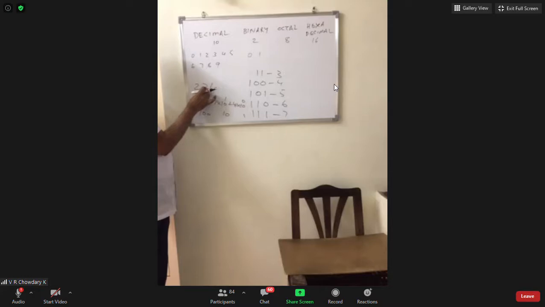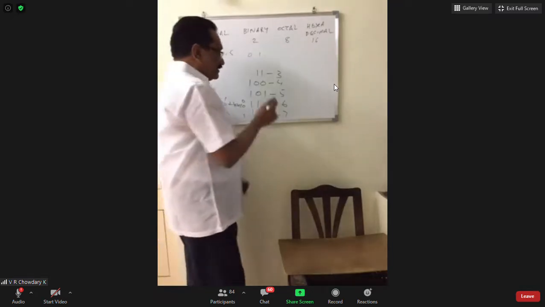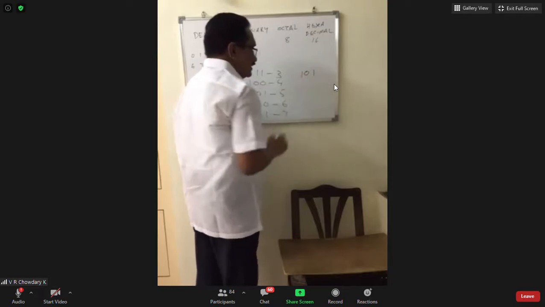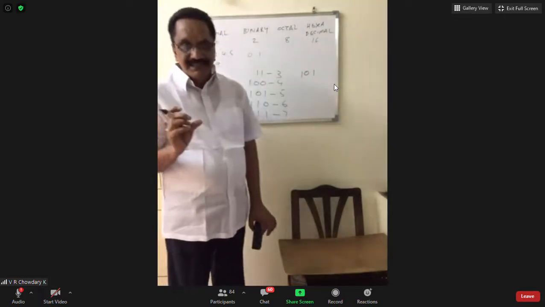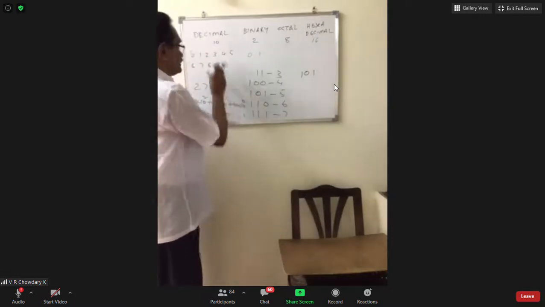Weight of the tens digit position is equal to 10. Weight of the hundreds digit position is equal to 100 in the case of decimal number system. Similar to that, in the case of binary number system, for example, 101 is a 3-bit binary number.